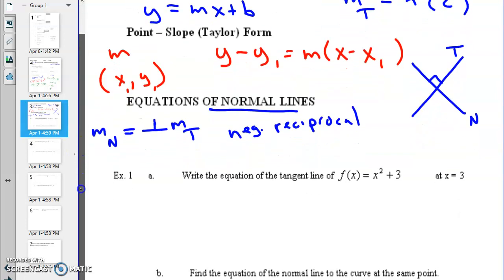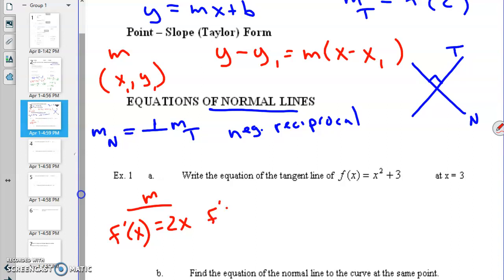Right, the equation of a tangent line of f of x equals x squared plus 3 at the point, at the x coordinate, pardon me, x equals 3. So let's first find the slope. Got to find f prime. Use the power rule. 2x, nice and easy. The derivative of a constant is gone. Now we're going to evaluate that f prime at 3, and we get 6. What did I find? I found the slope of the tangent line.